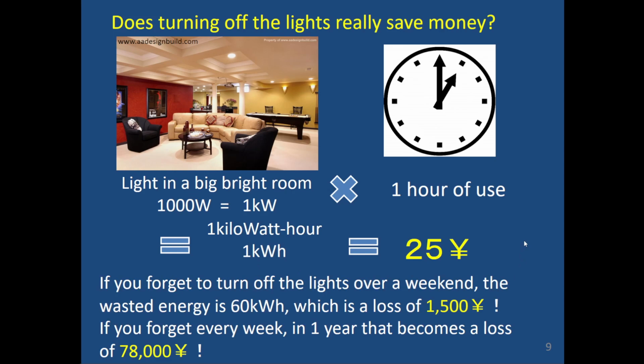So let's say you forget to turn off the lights over a weekend from Friday night until the next Monday morning. That's about 60 hours, so 60 kilowatt hours, and that's a loss of 1,500 yen for this room. If you forget to do that every week, then in 1 year, that total loss becomes 78,000 yen. So it adds up. So when you're not using a room, turning off the lights saves money and electricity.